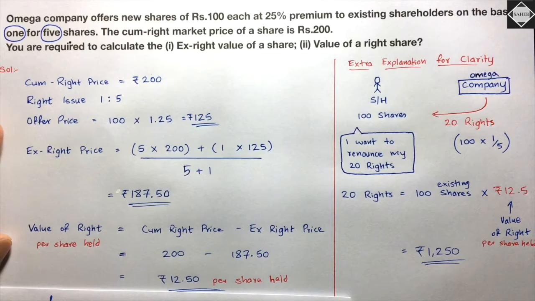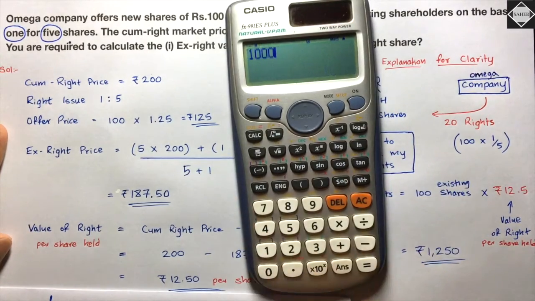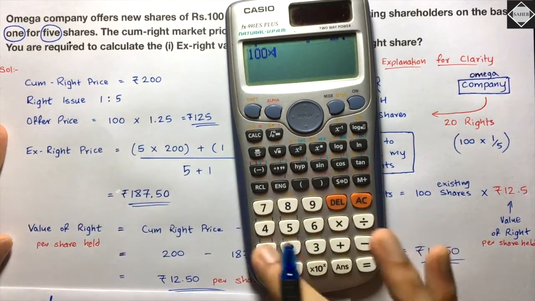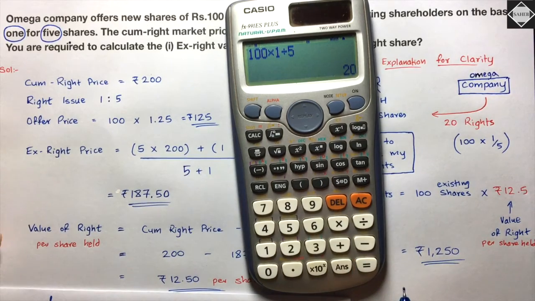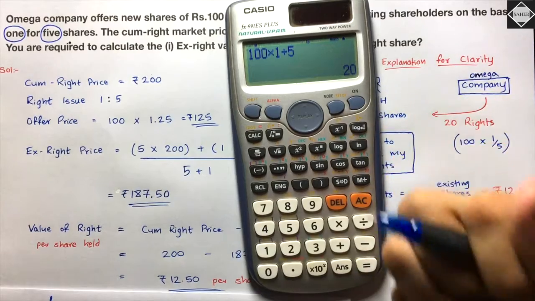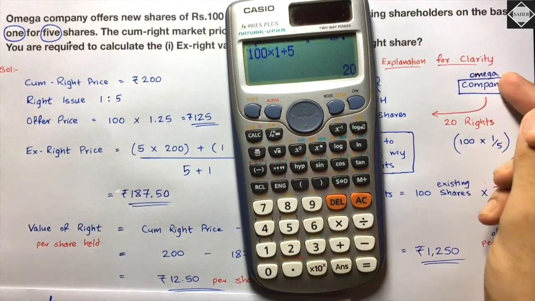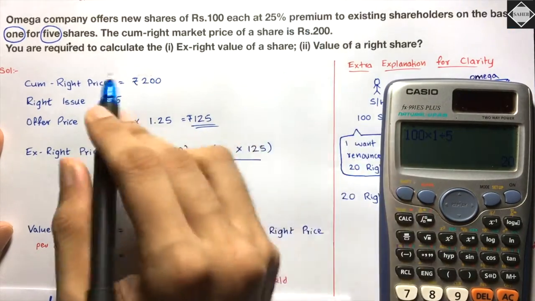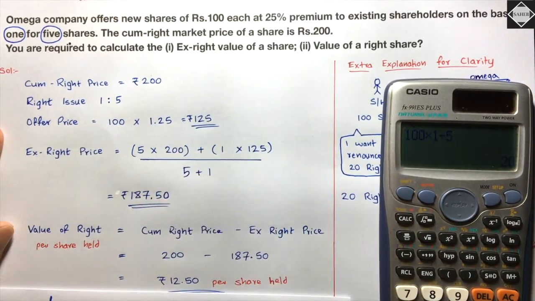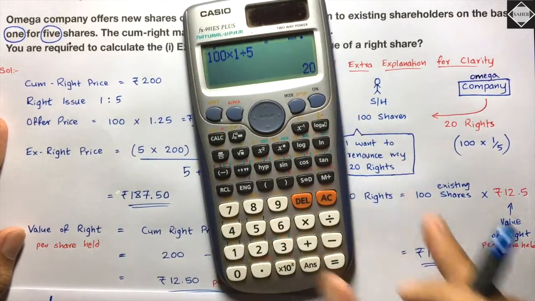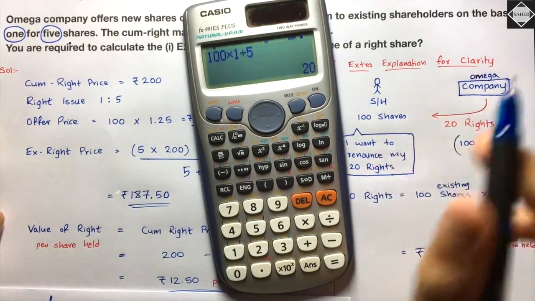So now what will happen? How many rights is he going to get from the company? See here, he has 100 shares. The rights ratio is 1:5, so into 1 divided by 5. So he is going to get 20 rights, which means he will be able to buy 20 shares of this company directly. At which price? Not 200. At 125, because that's the offer price, subscription price, issue price. That's the right this shareholder has, 20 rights.